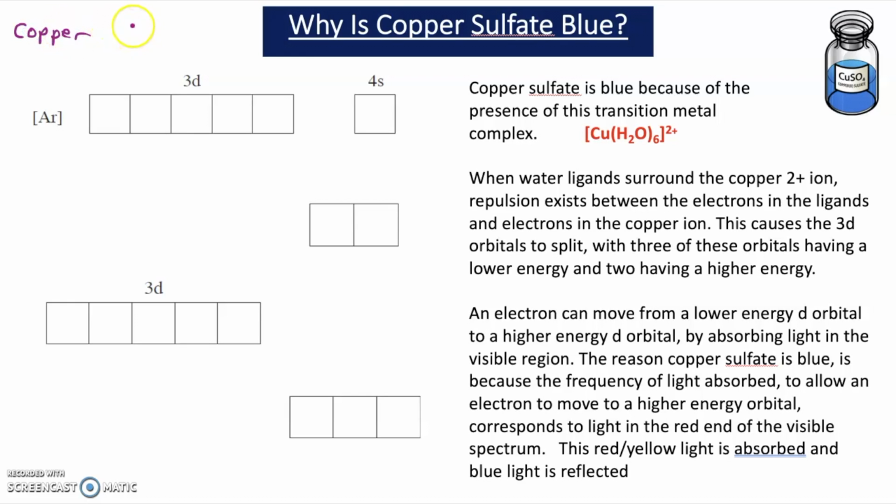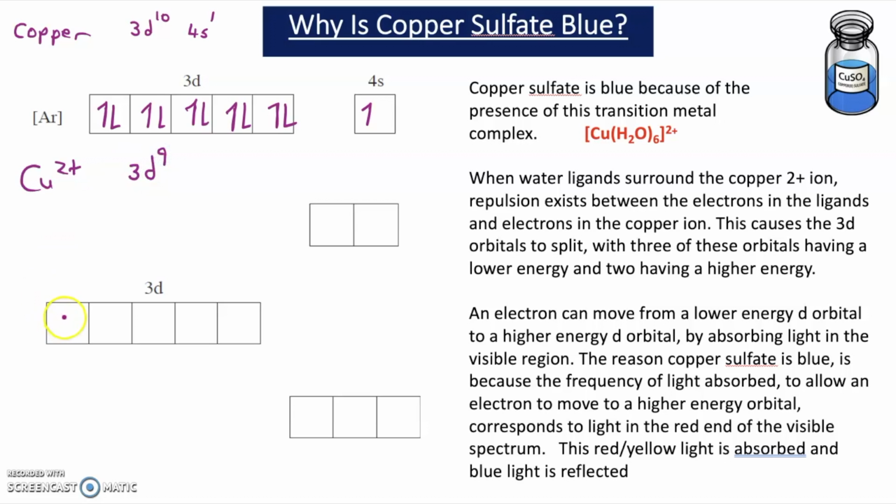Now the blue colour in copper sulfate is caused by the presence of this transition metal complex, [Cu(H2O)6]2+. It's this ion that causes the colour. Now copper has an electron arrangement of 4s1 3d10. And you remember that copper's electron arrangement is irregular because it takes the opportunity to have a full d shell by using one of its 4s electrons. And remember, the full d shell is a more stable arrangement.